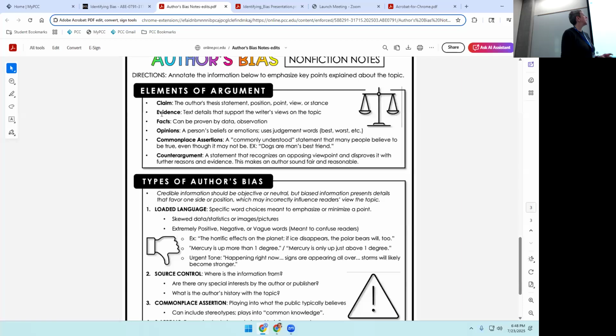A counter argument is a statement that recognizes an opposing viewpoint and disproves it with further reasons or evidence. So we want to see those within a writing. We want to see the counterpoint, some difference of opinion within the same article.